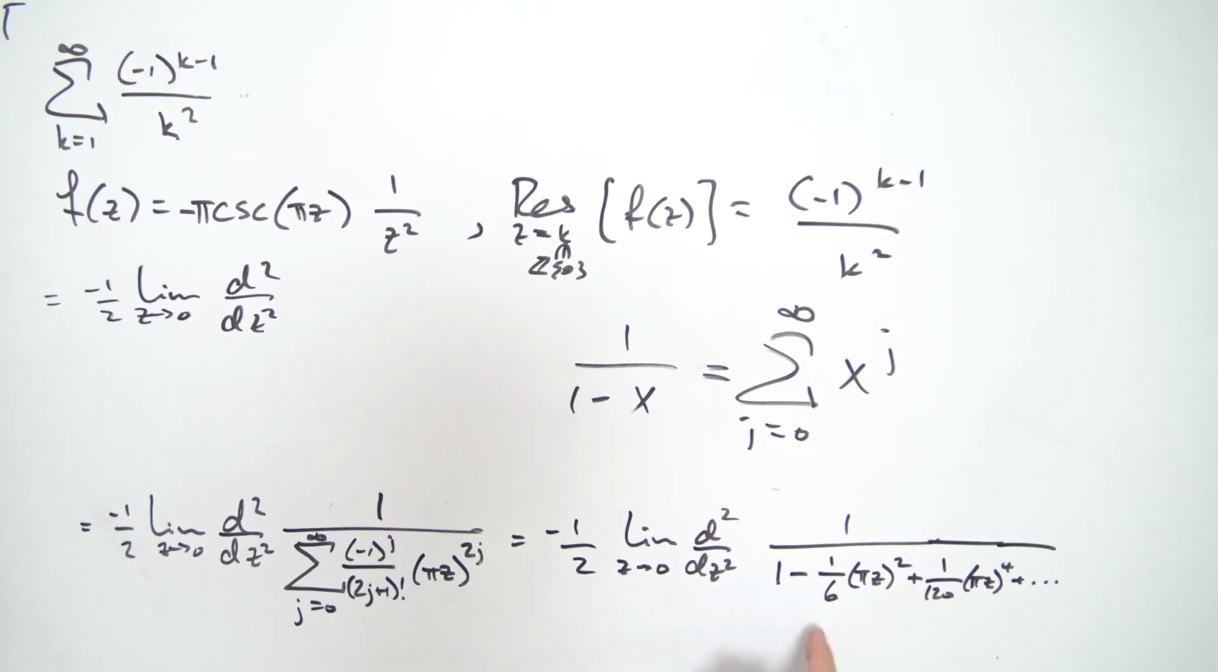And how do we know that the stuff in here is between -1 and 1? Well, it's because we're taking the limit as z approaches 0, and of course 0 is in the interval -1 to 1.